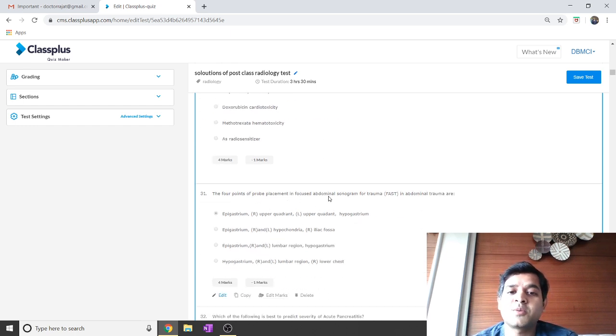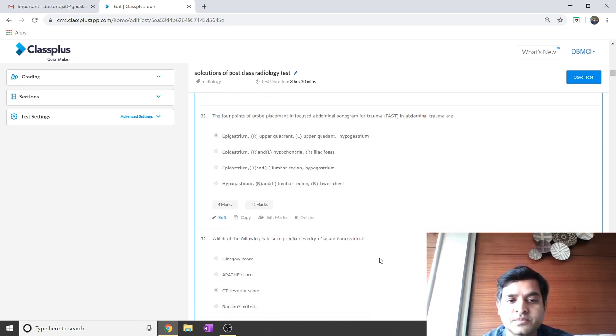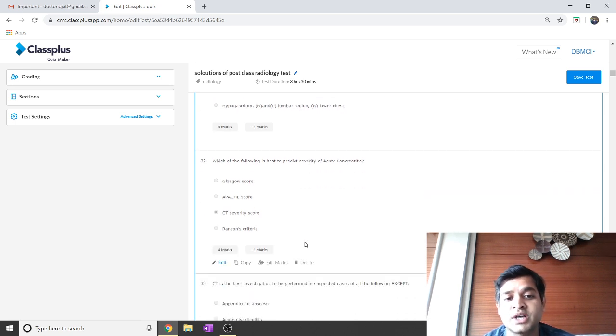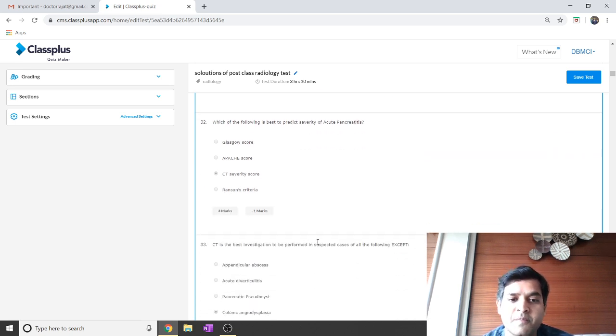The 4 points of fluid placement in FAST are epigastrium, which is basically subxiphoid to look for pericardial fluid, right upper quadrant to look for perihepatic area and Morrison's pouch, left upper quadrant for perisplenic area, and hypogastrium for pelvic fluid. Which of the following is the best to predict severity of acute pancreatitis? The answer is CT severity score. Balthazar is outdated now. Nowadays, what we use is a CT severity score.